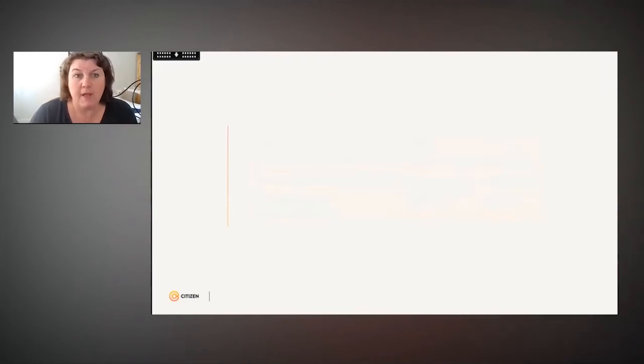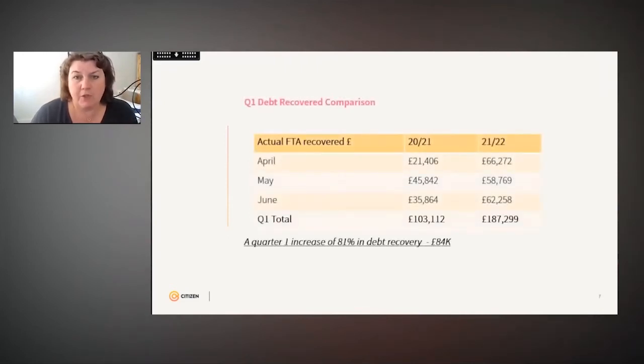In terms of just a comparison, we know that last financial year, we were progressing an awful lot of housekeeping with former tenant debt. We had to recategorise a lot of cases, consider, was the debt still recoverable? But from this financial year, we can already start to see a bit of a difference. Comparing last Q1 in the last financial year with this Q1, we've had an increase of 81% in that debt recovery, which equates to 84k.